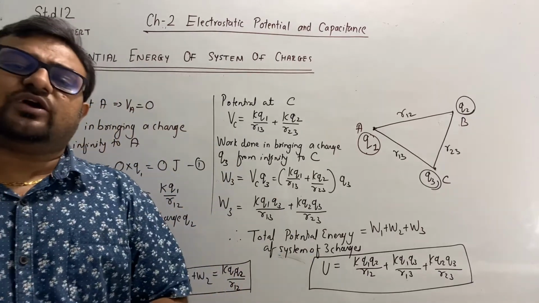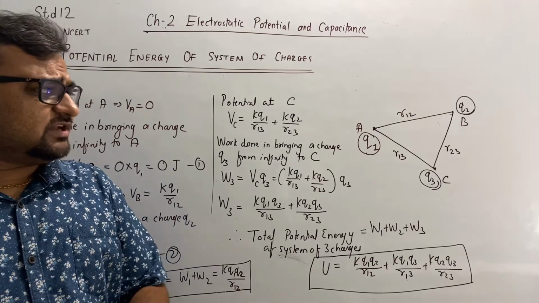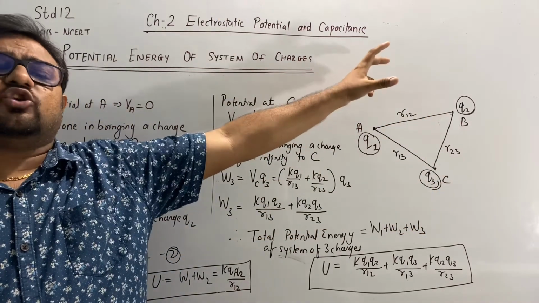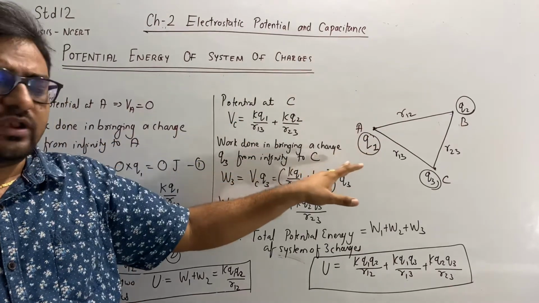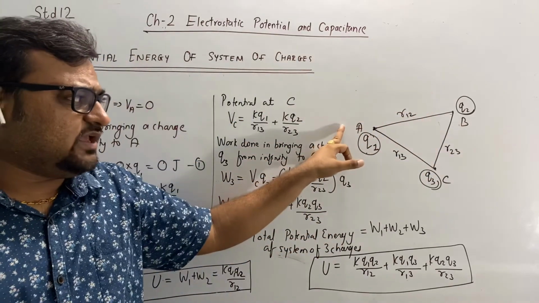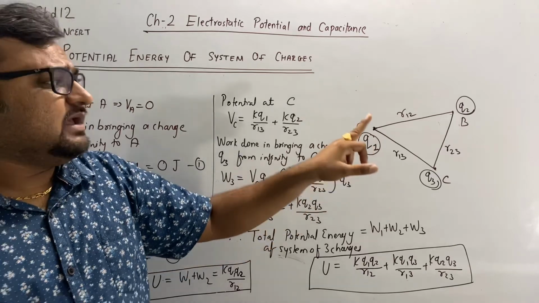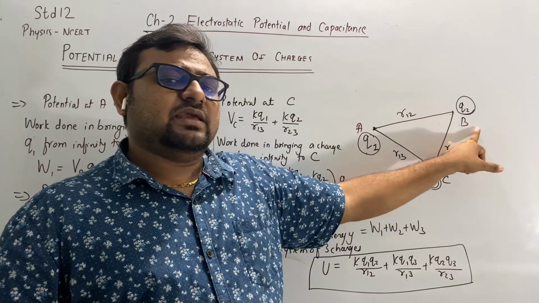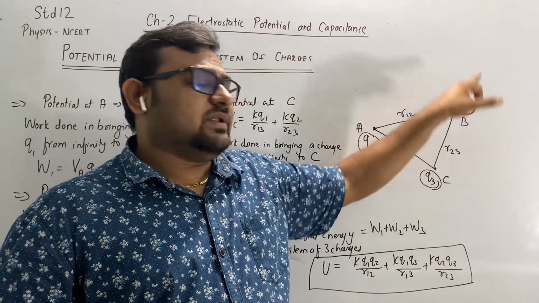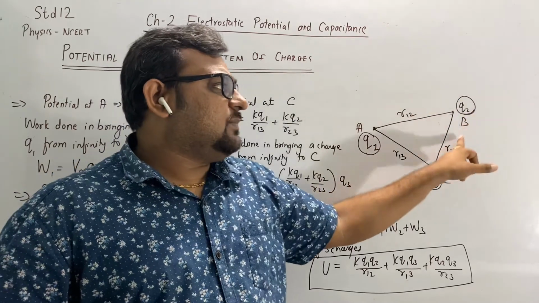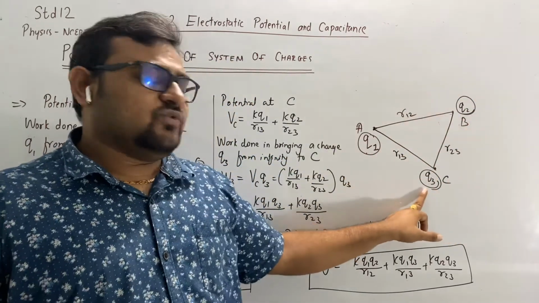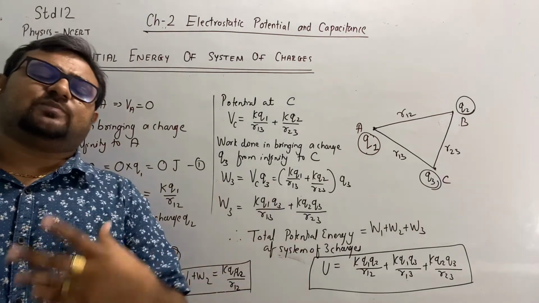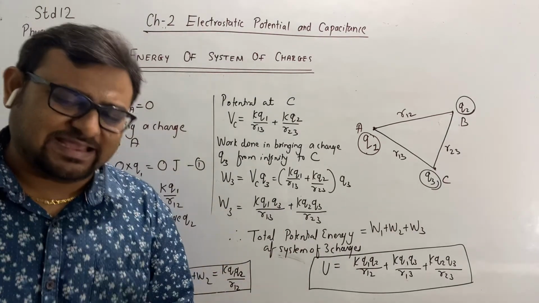Okay, so what we have to do? First, consider that there are three points A, B, C. Work done in bringing a charge Q1 from infinity to A is W1. For that, find the potential VA, and W1 will be VA into Q1. Then at point B, find the potential at B, plus bringing charge Q2 from infinity, so VB into Q2. And here VC into Q3, and add all three works done. This will be stored in the form of potential energy.